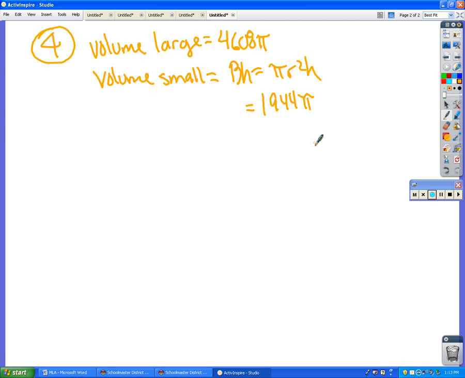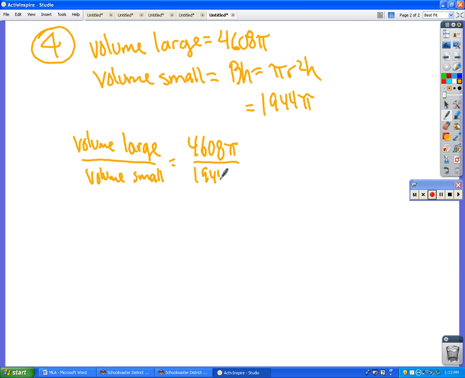Same with the next. Now it wants you to figure out a ratio between the volume of large and the volume of small. So that would be 4608 pi over 1944 pi. Okay, pi's cancel. Now Blake and I were working on this together yesterday, and you can divide those and get a decimal answer, but they really want a ratio, they really want a fraction. So it's better maybe if you just reduce.